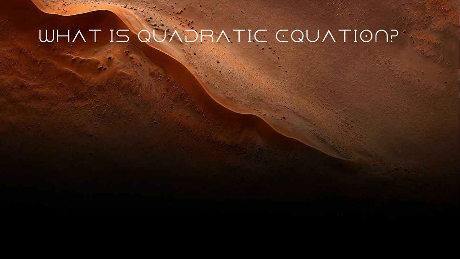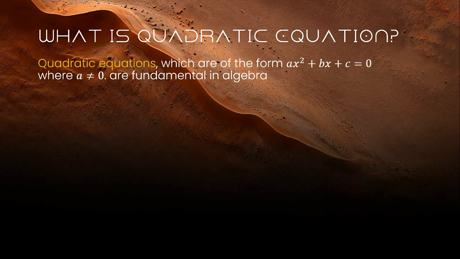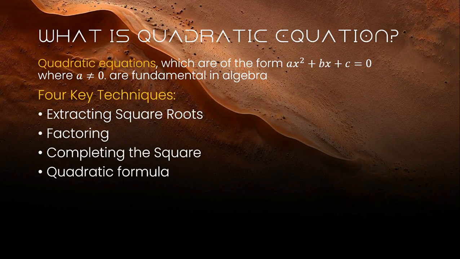So, what is a quadratic equation? Quadratic equations are of the form ax squared plus bx plus c is equal to 0, where a is not equal to 0. Quadratic equations are fundamental in algebra. Solving quadratic equations is a foundational skill in algebra, and there are 4 primary methods to achieve this.